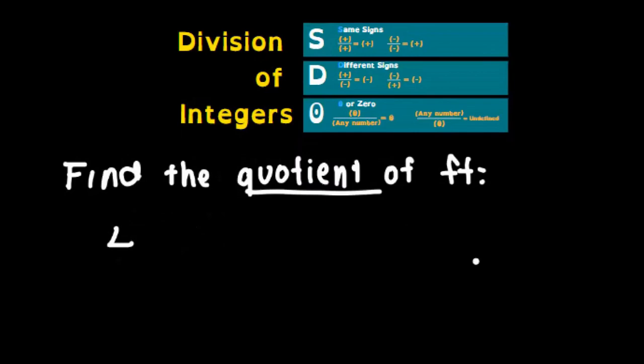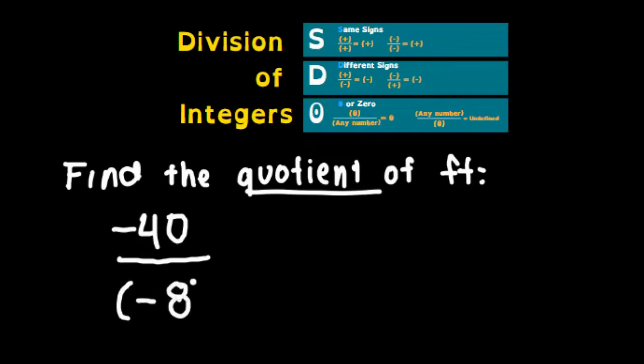So what if we have the second example, negative 40, gamitin natin ganitong format, divided by negative 8. So ano lang ibig sabihin yan? First, the first step is to identify the signs of these two integers. So anong sign ni 40? That is negative, right? So ang sign din ni 8 is negative.